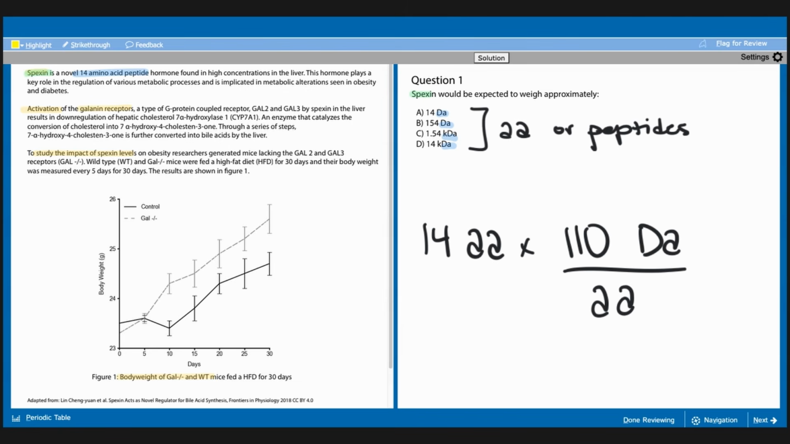Looking through my answer choices, I can automatically eliminate both A and D. If we multiply 14 by 110, we're going to get a number that has a different integer value than 14. Now looking between my two answer choices of B and C, I have either 154 Daltons or 1.54 kilodaltons. Let's just think about this here for a moment before we do any math, if we even need to. If one amino acid is 110 Daltons, then 14 amino acids has to be way more than 154 Daltons.